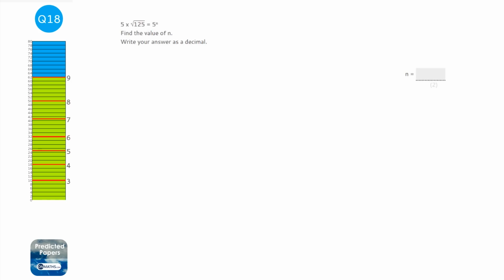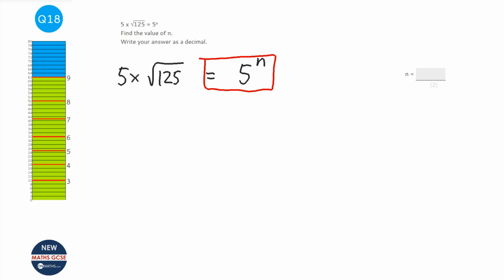Okay, so in this question we're given 5 times square root 125, and we're asked to make it in the form 5 to the power of something. So this bit here is kind of our objective. We've got to make this so it's just a single power of 5. Well, 5 at the moment, that's quite nice of them to give us a 5, but 5 is to the power of 1, and that's going to be maybe important later on.